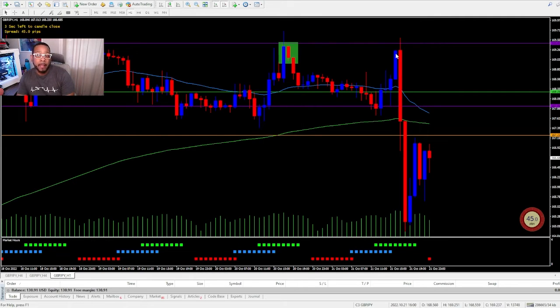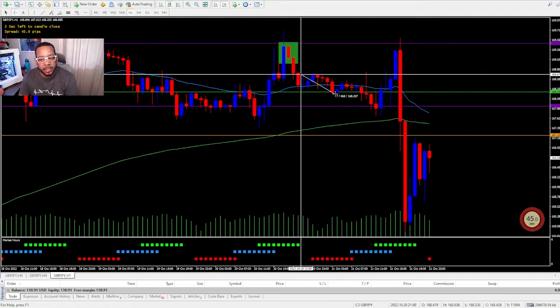So again, this being stopped out, I would have got stopped out again. So it doesn't always go the way you want it to. However, we look for confirmation. And again, if I would have done it like this, it's another 70 pips right here.